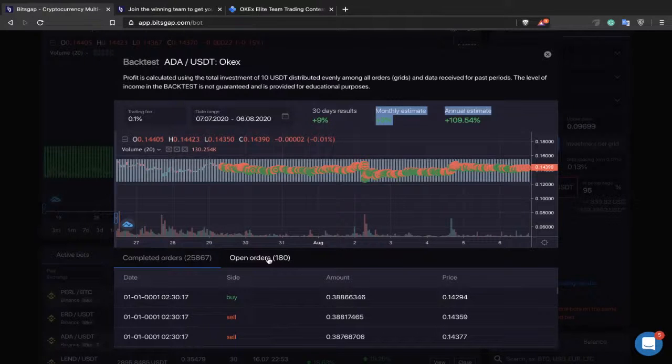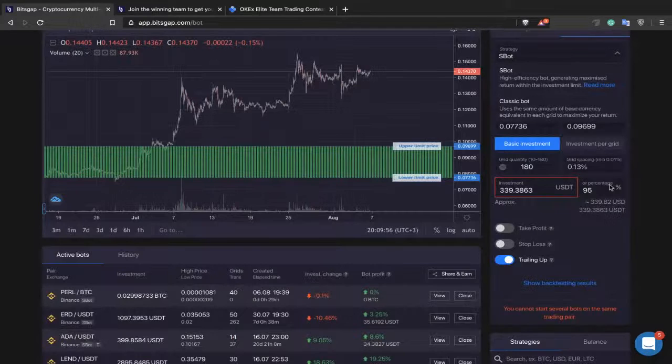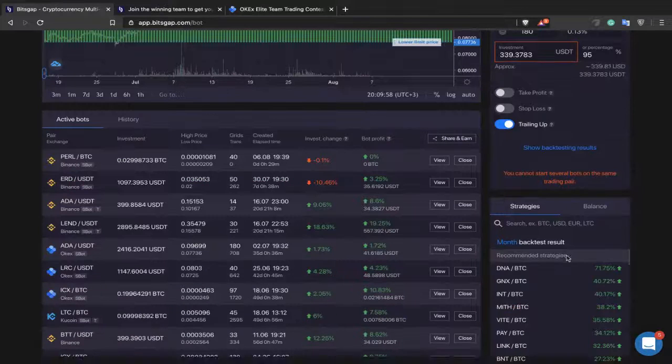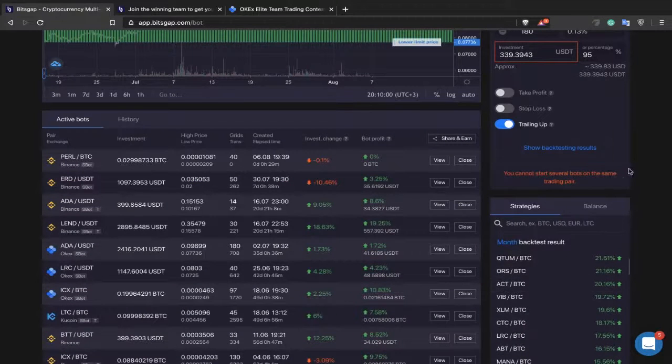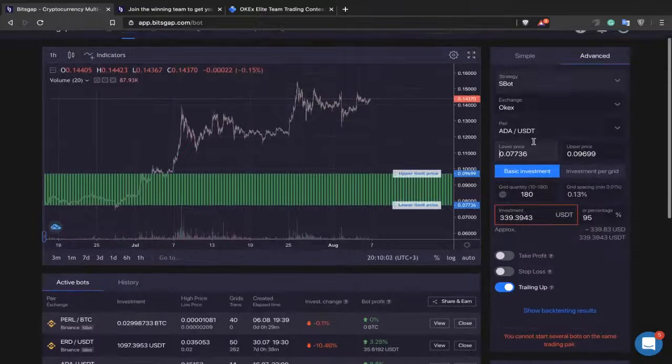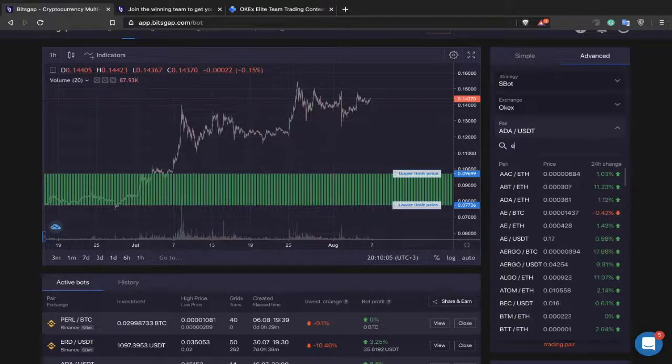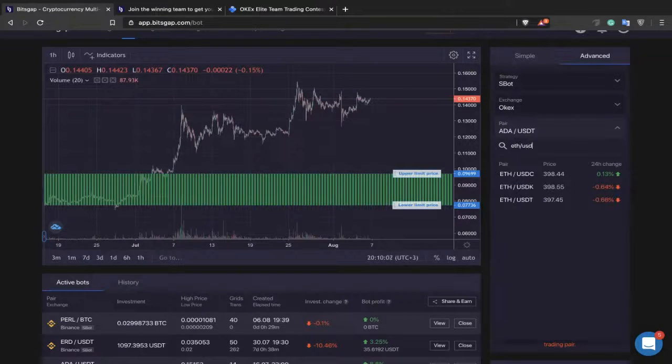So it's an endless process of backtesting. That's why you see open orders here. So it backtests the strategy on a rolling basis. So remember, 9% for Cardano. Now if we select another cryptocurrency, let's say I'm interested in Ethereum trading to USDT.